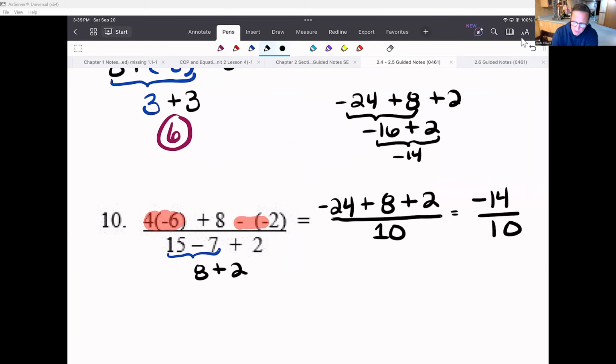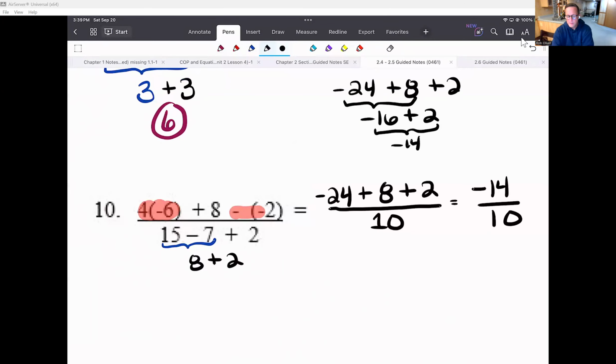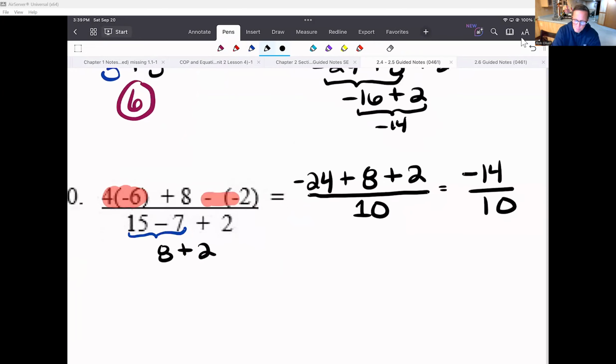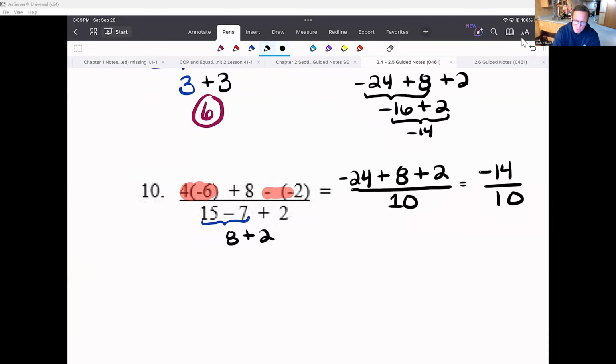-14 over 10. Now, we could think of it as -14 divided by 10, but we can just leave it as a fraction. We can simplify it, though. So -14 over 10 is really what? -7/5. Or you can write negative 1.4. Either one is fine.